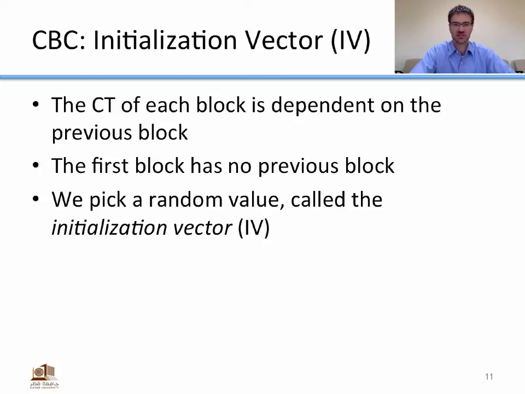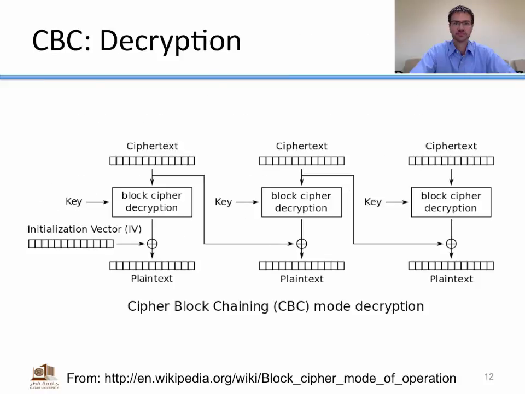So that's just what the initialization vector is. It's just a randomly chosen value. It's not even a secret. It's just randomly chosen in order to add that additional bit of mixing into the first block that you encrypt.